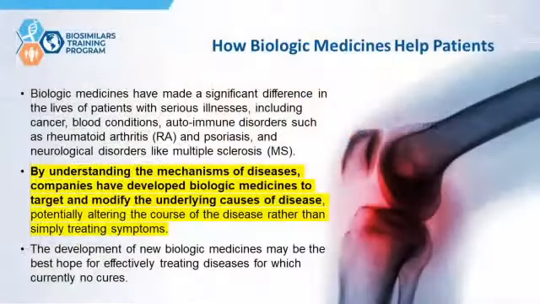So biologic medicines are very important, and they're breakthrough medicines. They've made significant differences in the lives of patients that have serious illnesses such as cancers, blood conditions, conditions like rheumatoid arthritis and psoriasis that deal with the immune system, and some neurologic conditions such as multiple sclerosis.